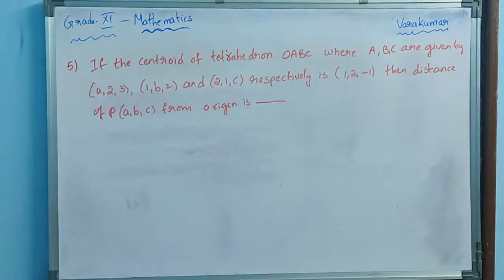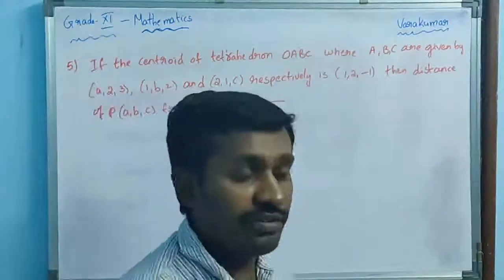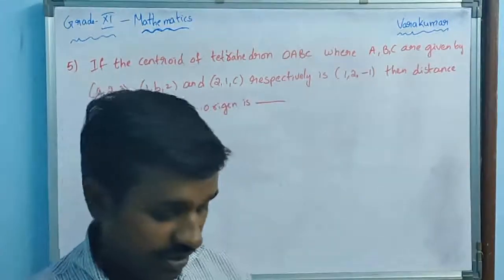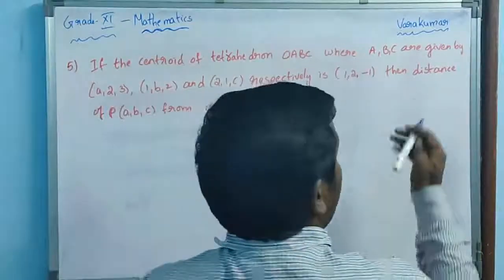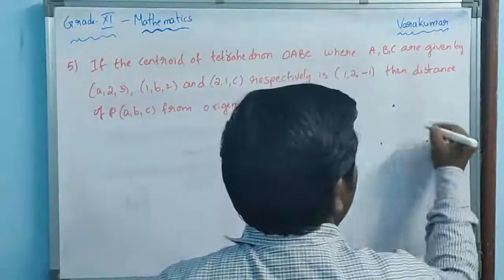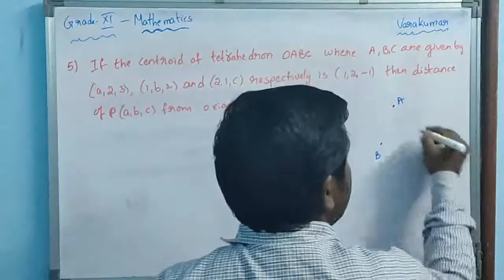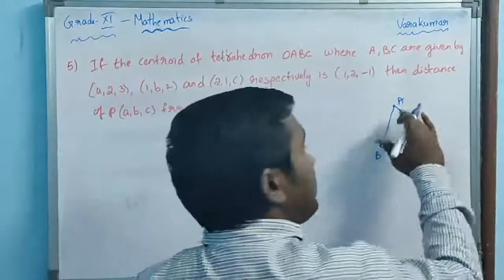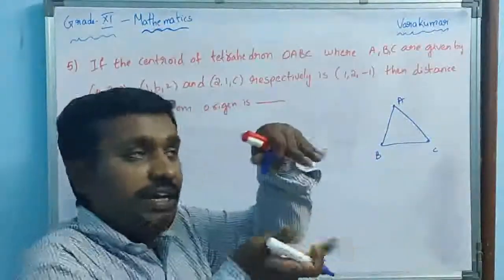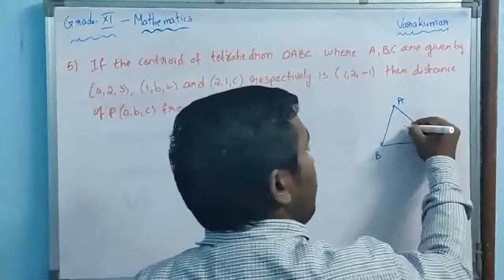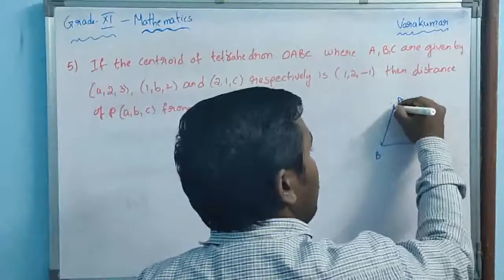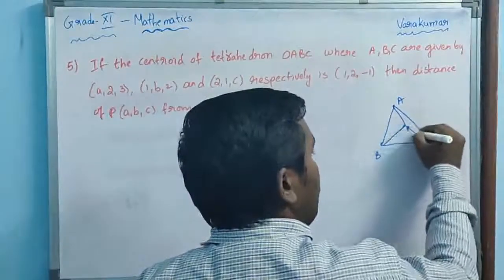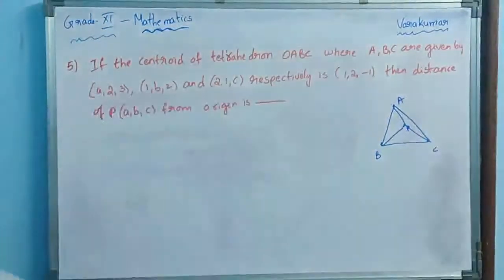Similarly, the tetrahedron. See, tetrahedron, already in chemistry I have seen the tetrahedron. It is a three-dimensional figure. Let me draw it. It will be in the form of this ABC. It's a three-dimensional figure with one base and a raised point. Suppose P is here. So the tetrahedron will be like this.